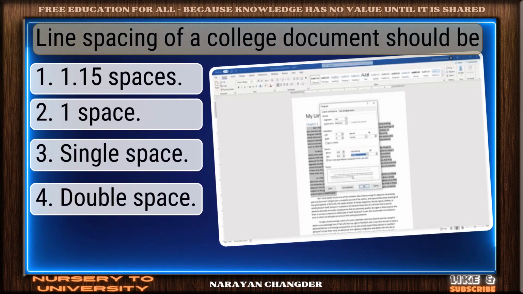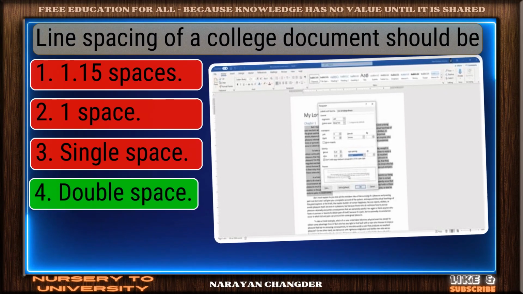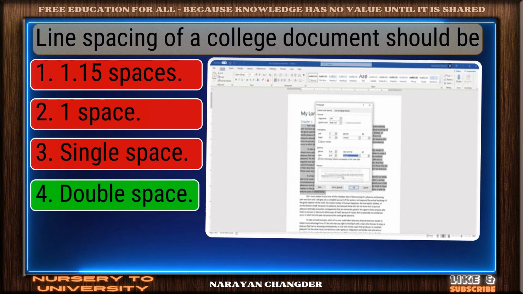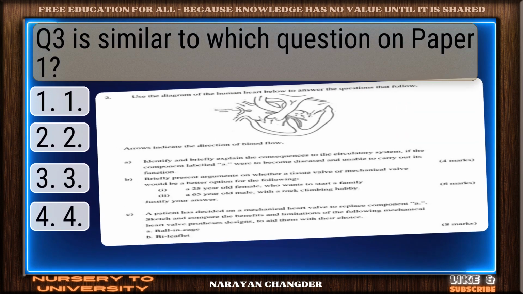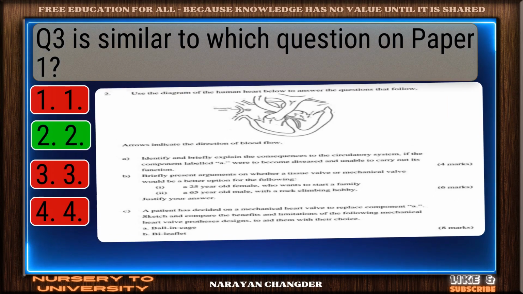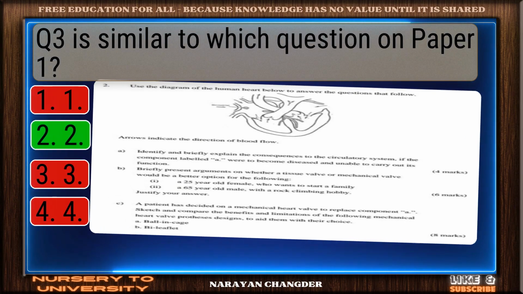Line spacing of a collage document should be. Well done. Double space is the right choice. Q3 is similar to which question on paper 1? Clear logic. Your choice 2 is sound and 100% true.